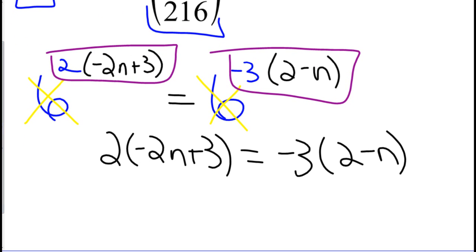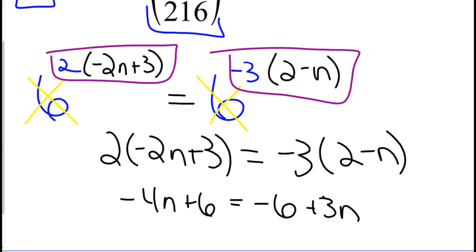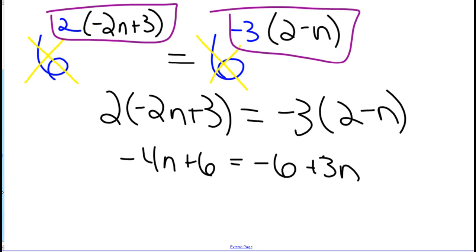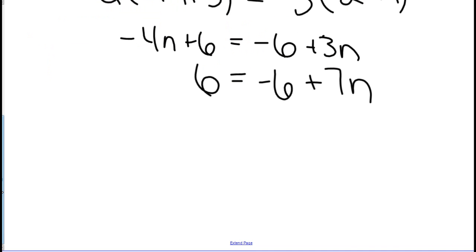I should know better. So just distribute, because now we've got everything where we need it to be, and it's just a normal equation. So I'll have a negative 4n plus a 6 equals a negative 6 plus a 3n, right? Negative times a negative is a positive. I will add 4n to both sides. 2 times negative 2n, yes. There we go. Add 4n to both sides. I'll get a 6 equals a negative 6 plus a 7n, and I will add 6 to both sides. Yes, add 6. 12 equals a 7n.